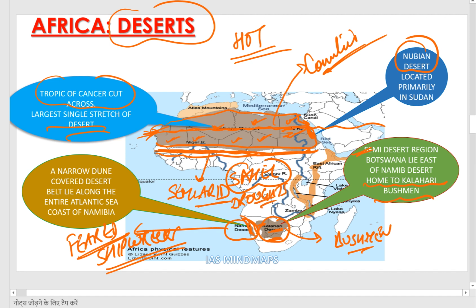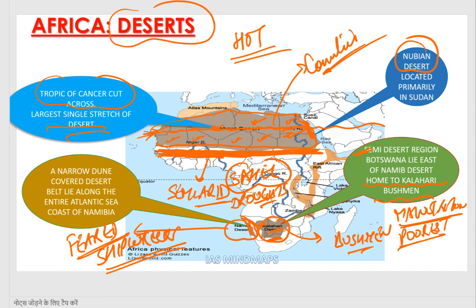And all these conditions have led to massive malnutrition in the belt. Besides, the countries are the poorest countries of the world and have the lowest HDIs. So this is the whole belt of Sahel. We are going to see in detail about Sahel and how this desertification is being stopped at the regional level. So that was all about the deserts of Africa.